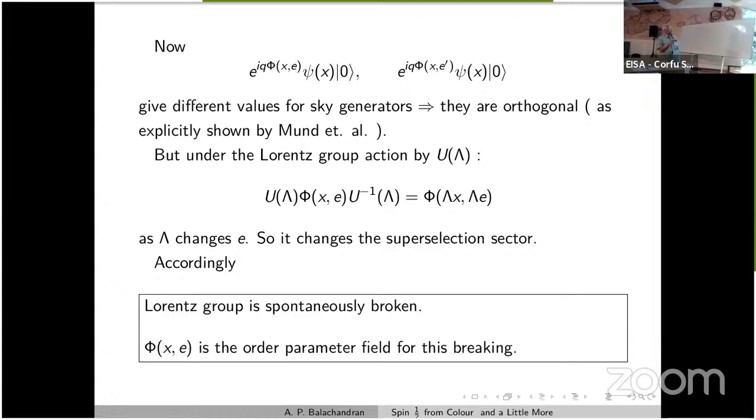Okay? So this is the proof, if you like, that QED breaks Lorentz invariance, and it can be elaborated in many ways. The reason is that the infrared cloud in the direction E and the infrared cloud in the direction E prime are two different infrared clouds. So the infrared effects have a powerful impact on what is happening with the Lorentz group.